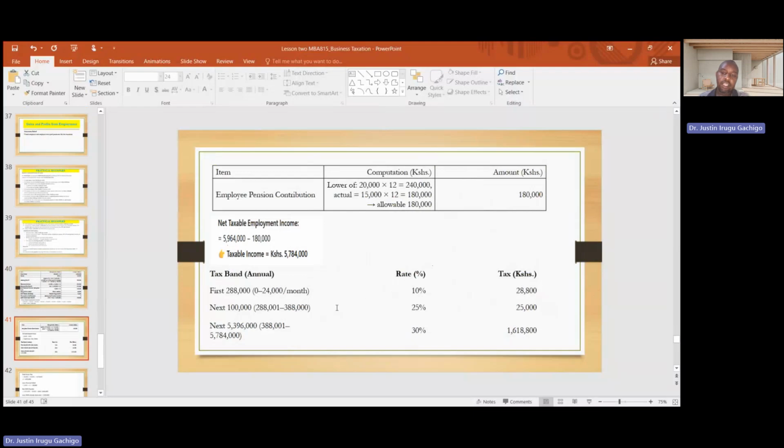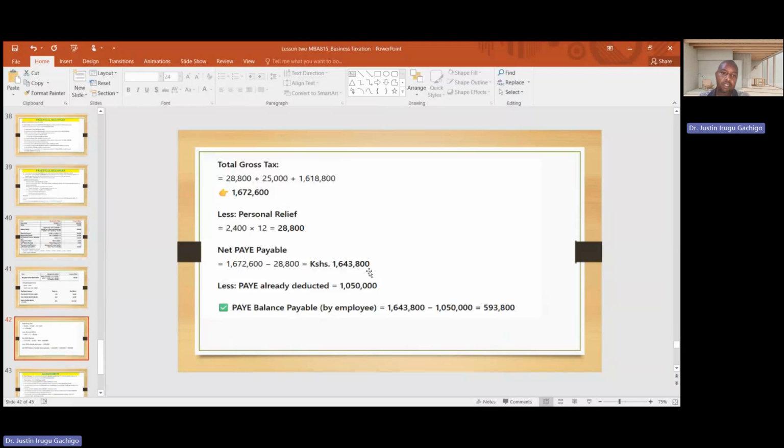Then these are the tax bands. The first amount is taxed at 10%, which is that. The second one is at 25%, which is that. The next one is at that rate, which is that. So you get the gross total taxes from the first band, second band, and the third band, which is that amount there. Then less personal relief. Personal relief is this amount here, which we have discussed.